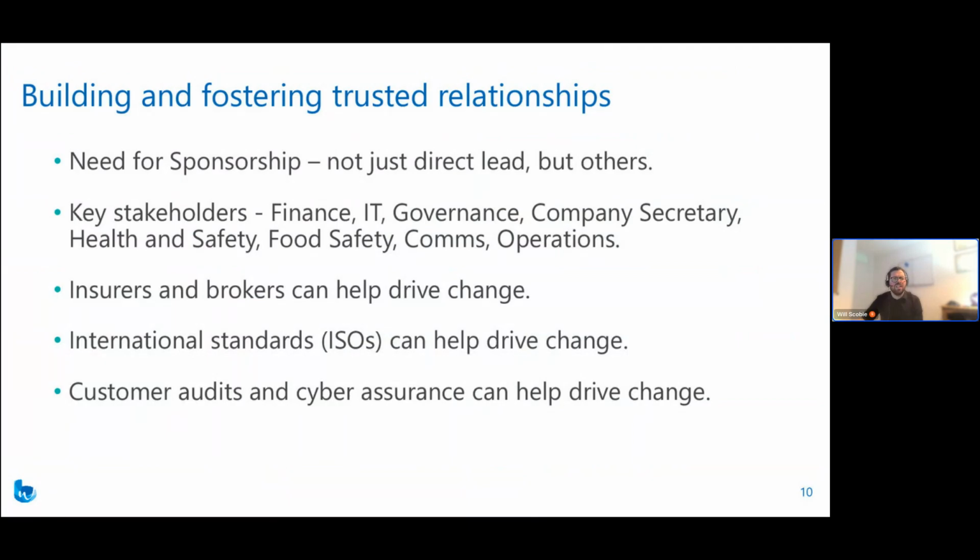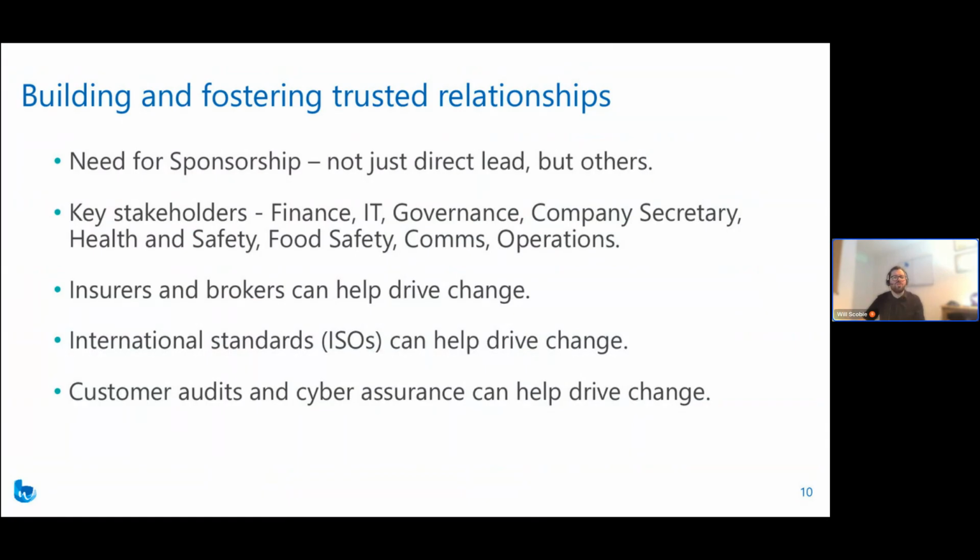And there's some key functions that need to be included. In pretty much every organization, you're going to need finance, IT, governance, company secretary, comms, operations. Health and safety for a manufacturing business, food safety for anybody working in the food and drink sector are absolutely critical to getting success for your risk. But you've got to look to build that cross community of risk owners and risk managers. And I'm sure I'm talking to people who are working in the sector and do this already, but you'd be surprised how many times you go into an organization and the person leading risk has just become a compliance person pushed to the side, or is struggling to get ownership of risks by leadership.